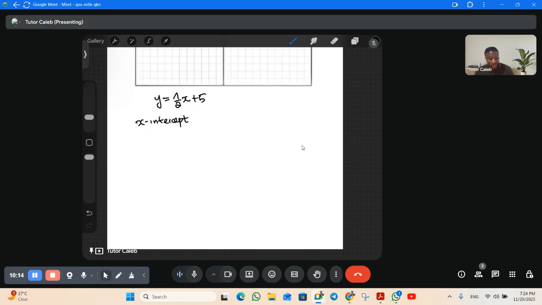At the x-intercept, y equals 0. So if we plug y to be 0 in the equation y equals half x plus 5, we have 0 equals half x plus 5. Now, at this point, you notice that we have a fraction. To get rid of this fraction, we can multiply every term in the equation by 2. It doesn't change anything if you multiply every term in the equation by 2.